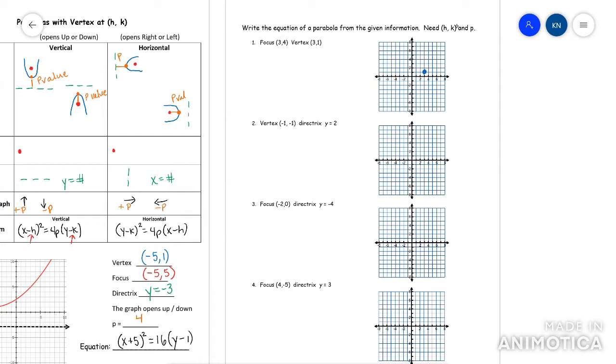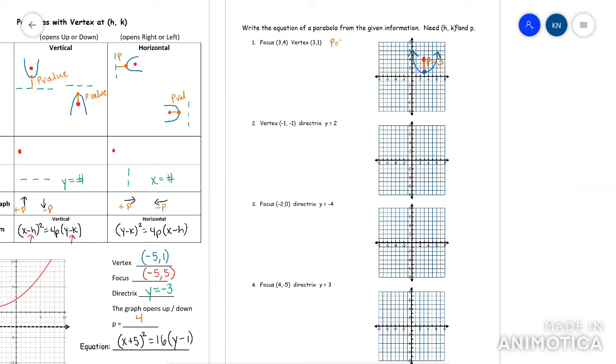It has a focus at 3, 4. So I know this graph is going to open like this just from that piece of information. The red dot's always on the inside of the U shape. This distance from blue dot to red dot is my p-value. Since it's opening up, my p-value is positive, and that distance goes from a y-value of 1 to a y-value of 4, meaning my p-value is +3.